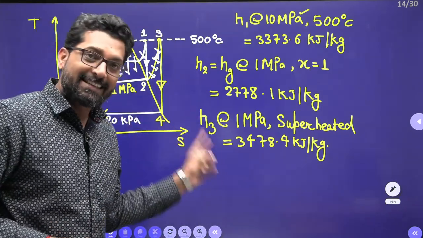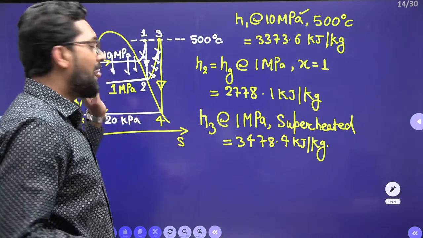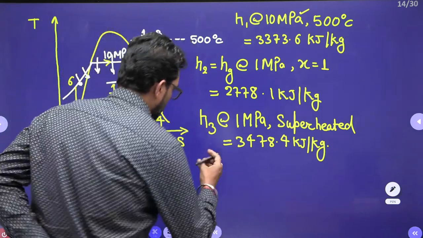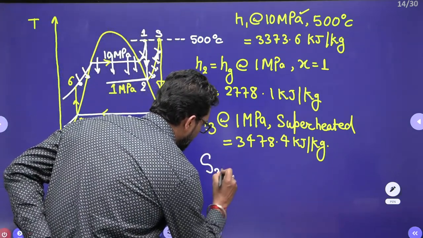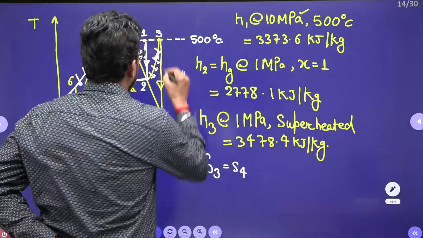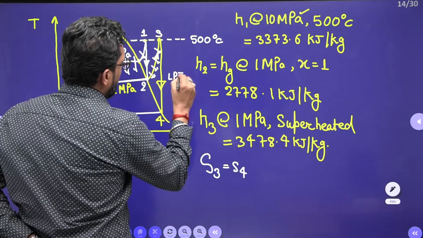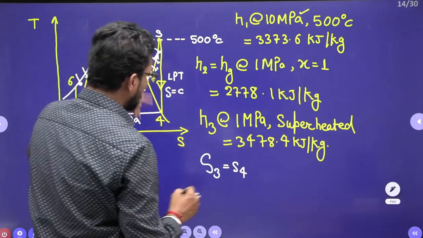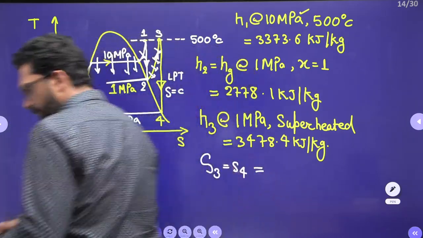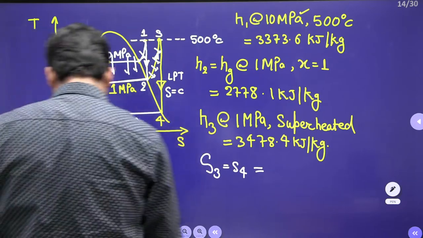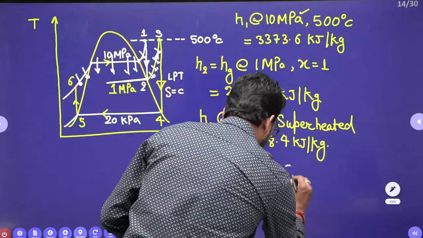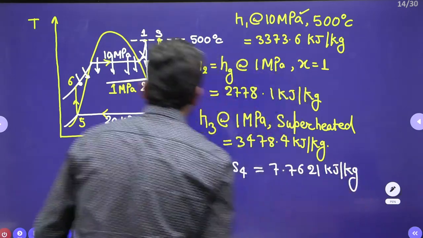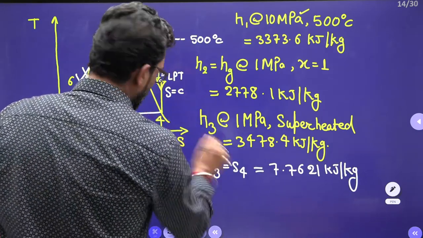Whether H4 is dry saturated, superheated or wet region, we will check. So, beta, S3 is equal to S4. Yes or not? S3 is equal to S4. Why? Because this is expansion in the low pressure turbine, so expansion is isentropic. And what is S3? S3 from the table is 7.7621 kilojoule per kg. Okay, beta? S3 is equal to S4.